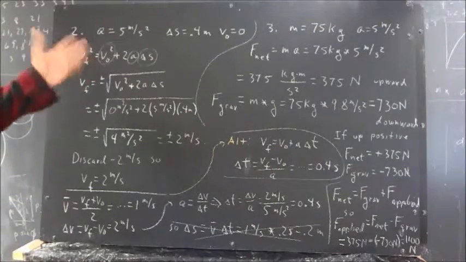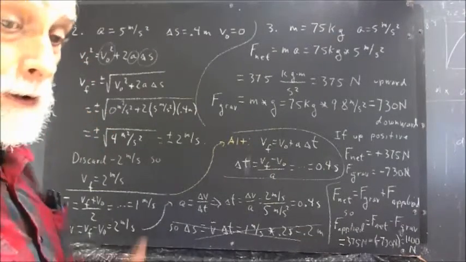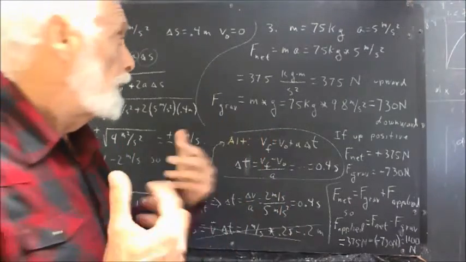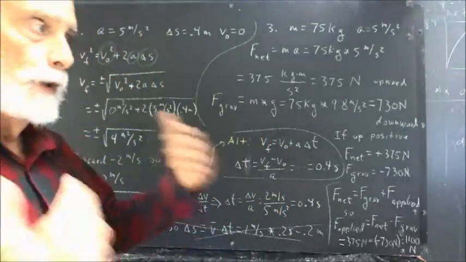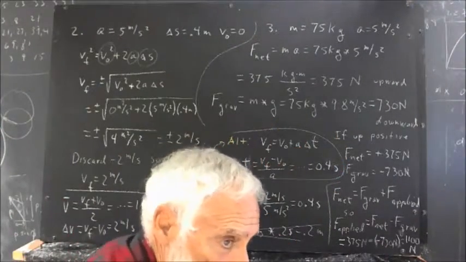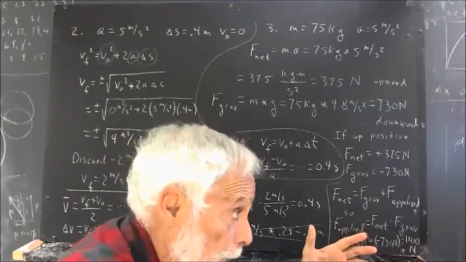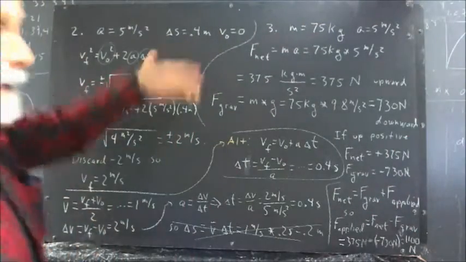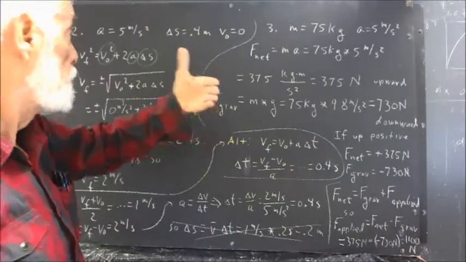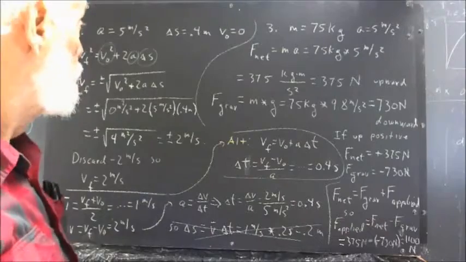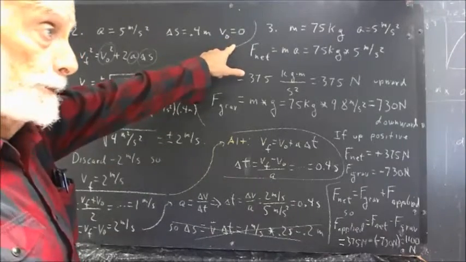Okay, the second problem on the quiz. We said that I accelerate upward at 5 meters per second squared, and I do that through a distance of 0.4 meters. So, I crouch down here, and I use more strength than this old man has, and I come springing up, and I rise through a distance of 0.4 meters while accelerating at 5 meters per second squared from rest.